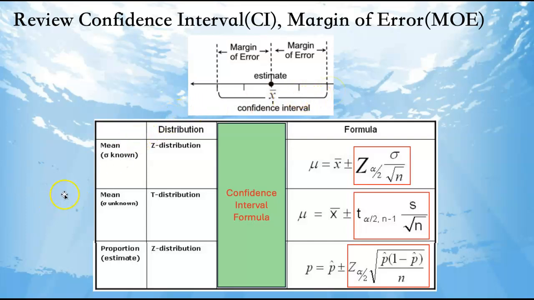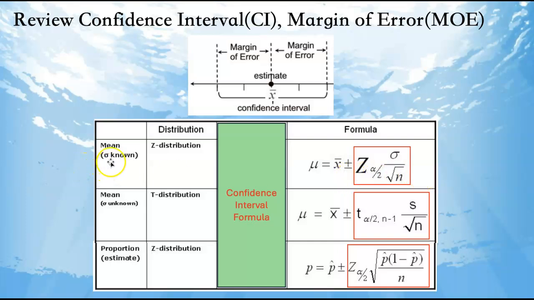Based on different situations, we have to apply different formulas. If you remember, if we are given sigma, which is the population standard deviation, we have to use this formula. So we are using the X bar, the sample average, minus plus what we call this box here, which is the margin of error, to get the lower limit and upper limit.